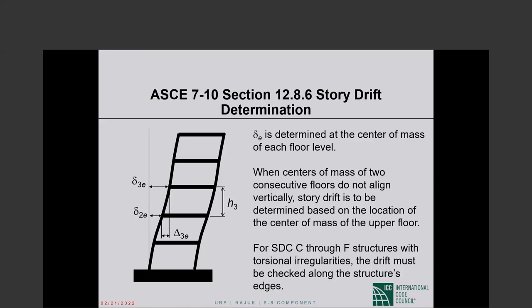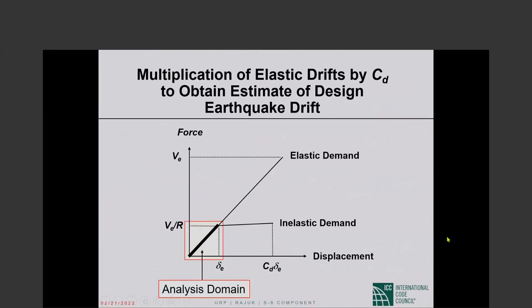Now, theoretically, you have to go around the periphery of the building, but with a little bit of experience, you kind of know where to take these vertically aligned points. This last issue I discussed with you already.